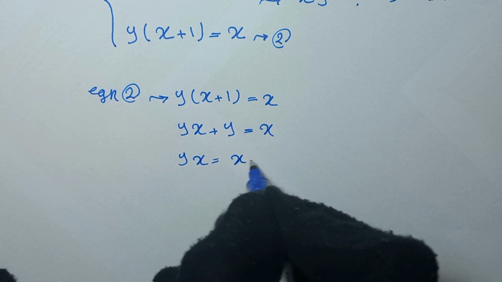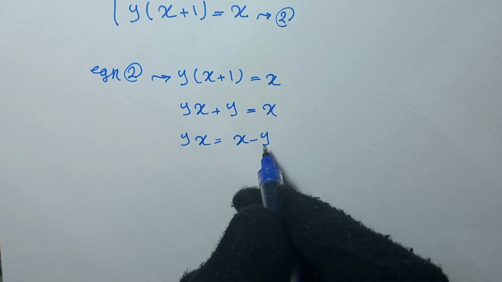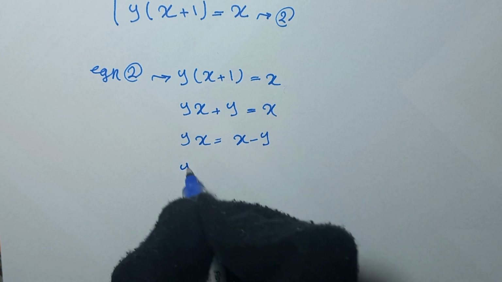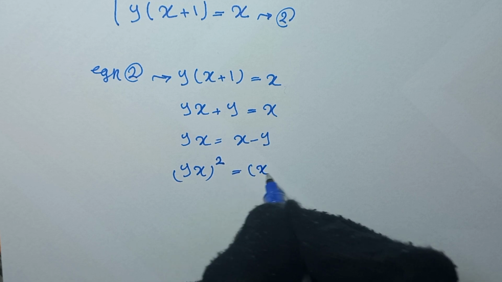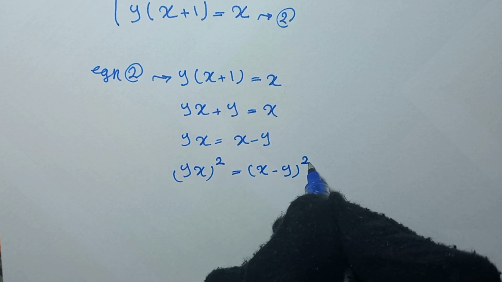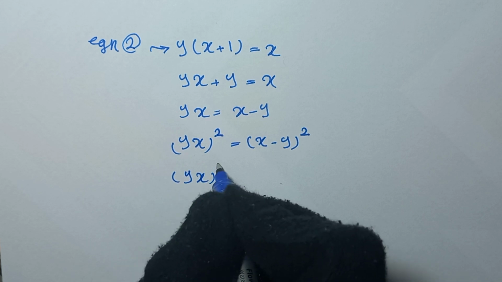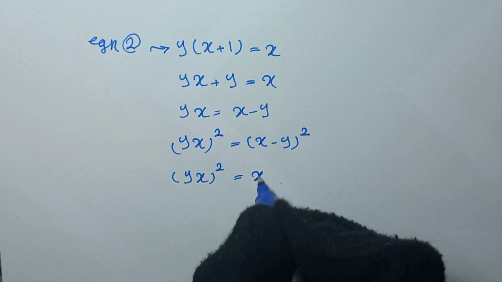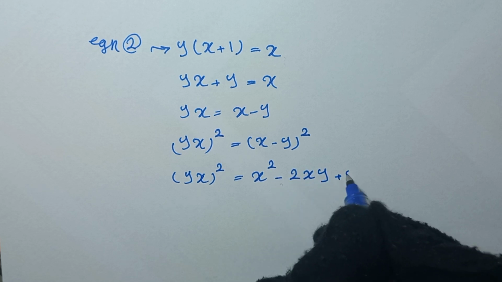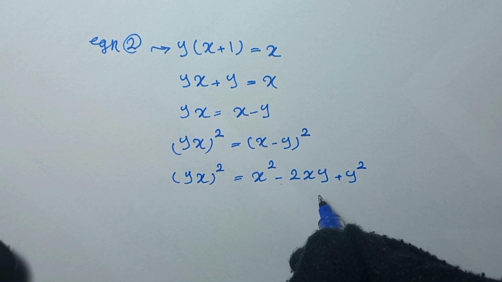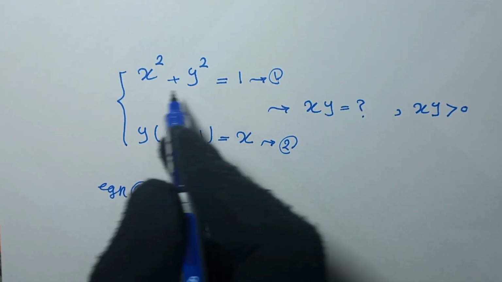In the next step, we square both sides of this equation, so it will be (yx) to the power of 2 is equal to (x minus y) to the power of 2, and it will be (yx) to the power of 2 is equal to x squared minus 2xy plus y squared. And here we have x squared plus y squared, and from equation 1 this is equal to 1.